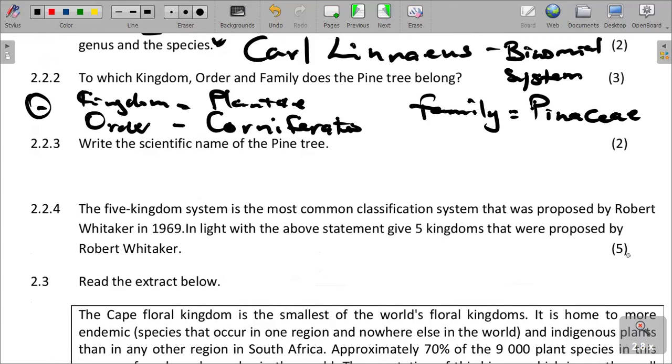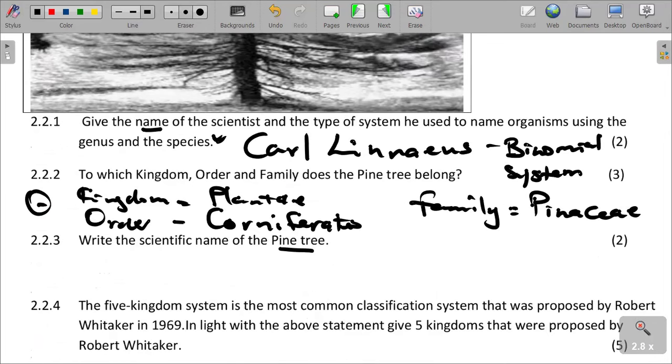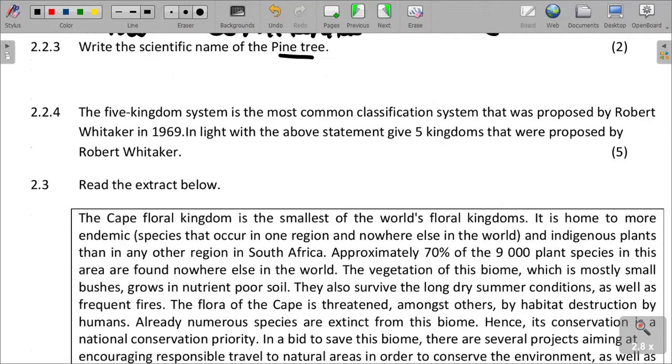Then write the scientific name of the pine tree. What is the scientific name of the pine tree? We say that it belongs to the Pinus ponderosa. This is the scientific name. It belongs to the Pinus ponderosa.